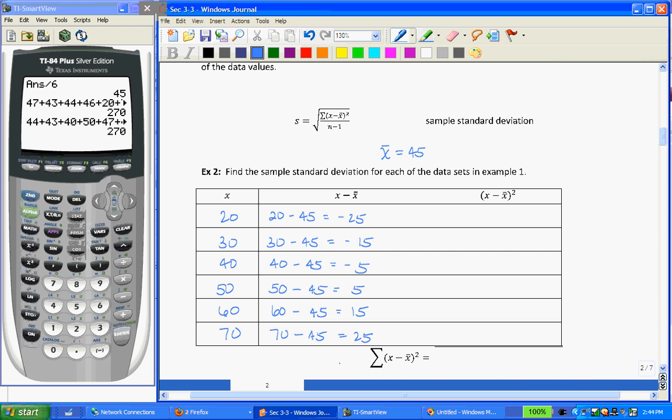So what happens in the sample standard deviation formula is we square each value to get rid of those signs. So negative 25 squared would be 625. Negative 15 squared would be 225, and then negative 5 squared would be 25. So now everything's positive. 5 squared is 25, 15 squared is 225, and 25 squared is 625.